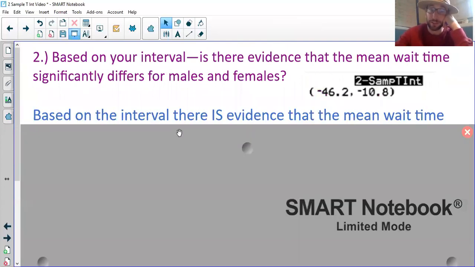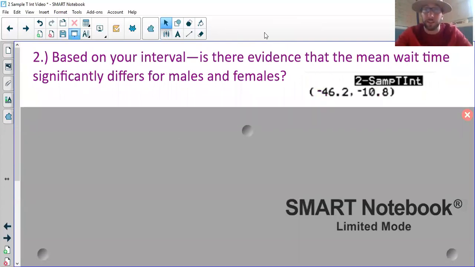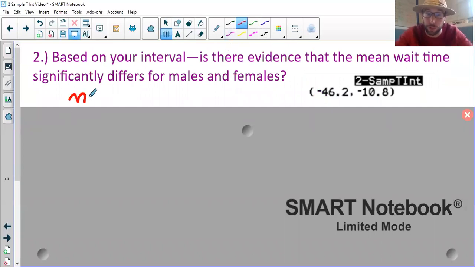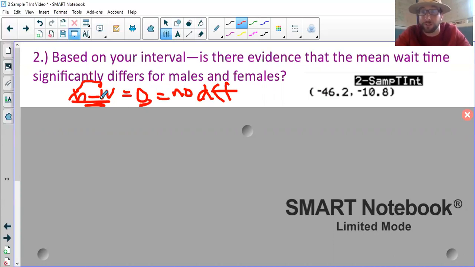What we always want to come back to is we want to remember that when we're looking at 2 samples, we're curious about that 0, right? So if we're going to do m minus w, the only way that would be 0 is if these are the same number. So 0 represents no difference in mean wait times. So if our interval contains 0, that means it's possible that m and w were the same, because that's how you would get a difference of 0.